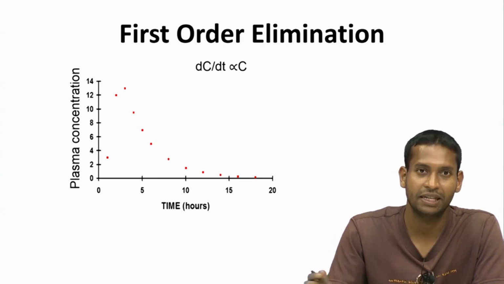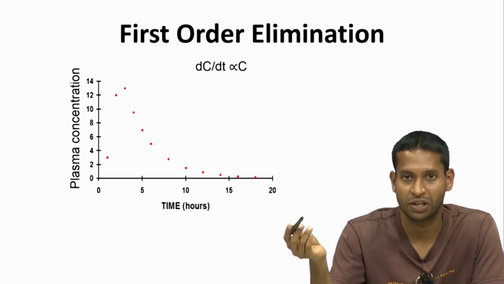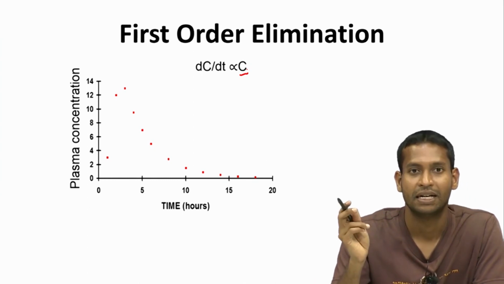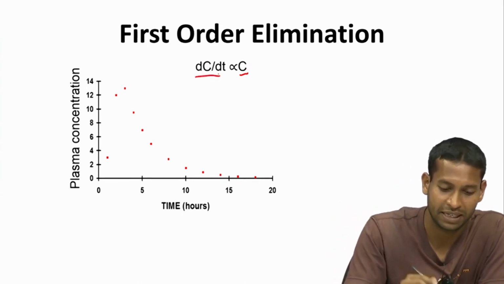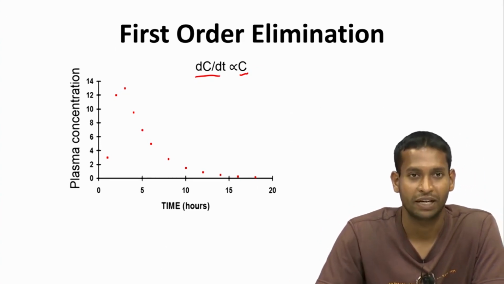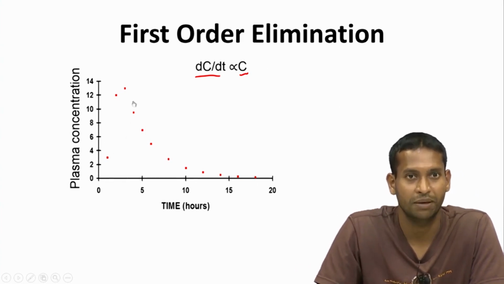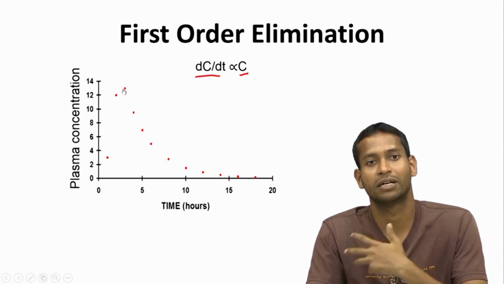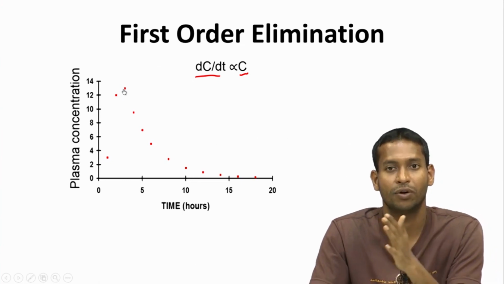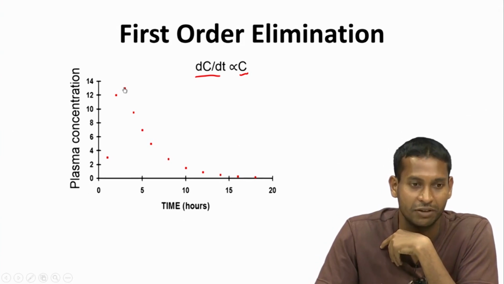So, as we said, in first order elimination, the rate of elimination is proportional to the concentration in the plasma. So, if I say the concentration in the plasma is C, then rate of elimination is what? dC by dt, and if dC by dt is proportional to the concentration of the drug, we get a profile like this. When you inject the drug, the plasma concentration goes up because, let us say I inject the drug intramuscularly. The drug has to diffuse from the muscles, go into the blood vessel and build up the concentration there. So, this is the absorption phase that you are seeing.